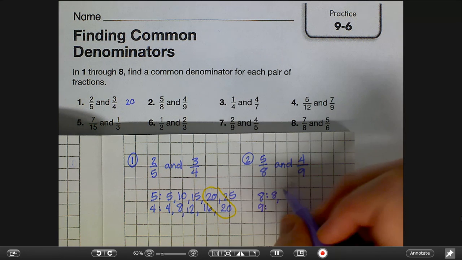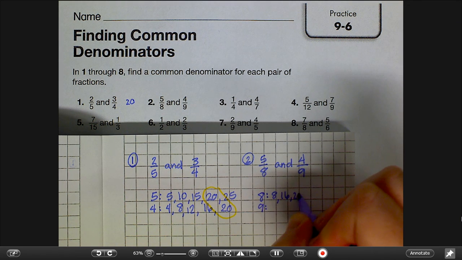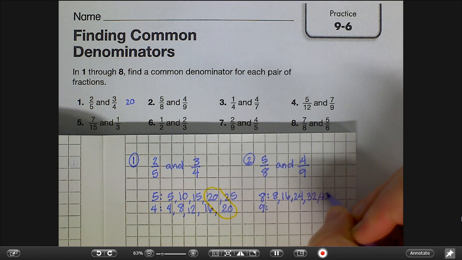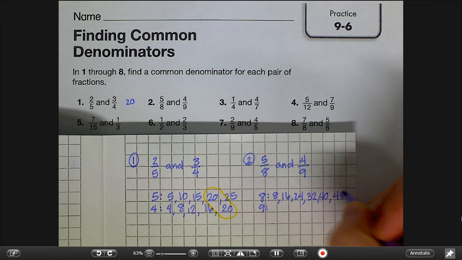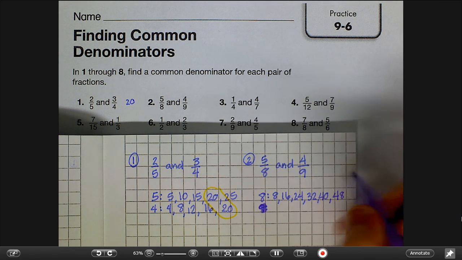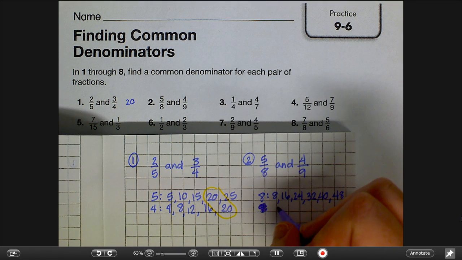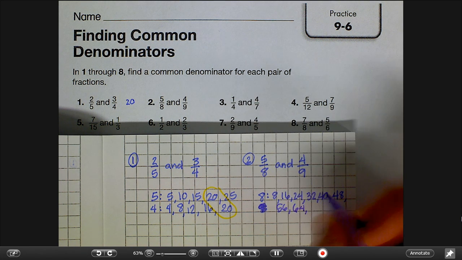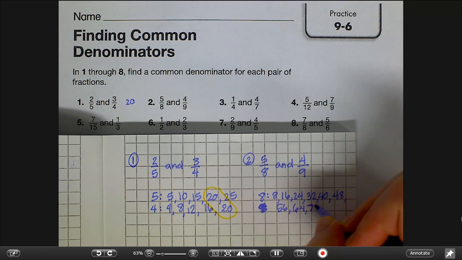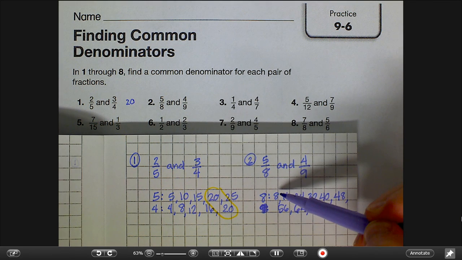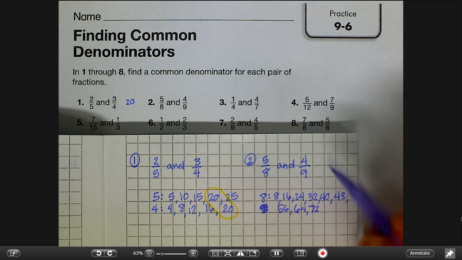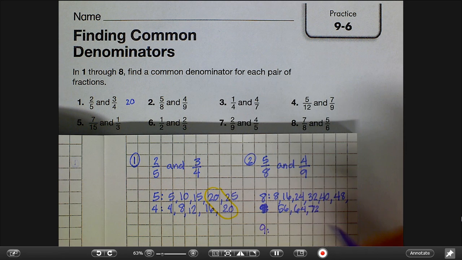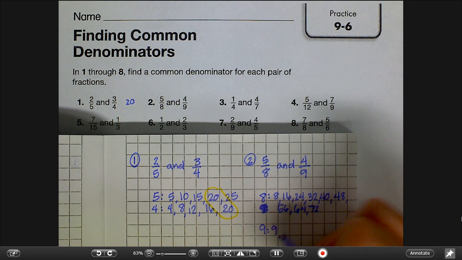8. So this is where you really need to know your facts, guys. 24, 32, 40, 48. I'm going to run out of room. 48, 56, 64, 72. Okay, now if I look at all of these numbers, I know that none of these are multiples of 9. But I can still write it out if I'm unsure. You can always write it out.